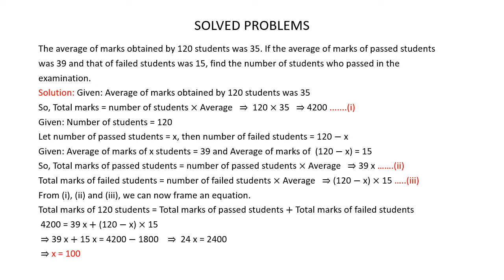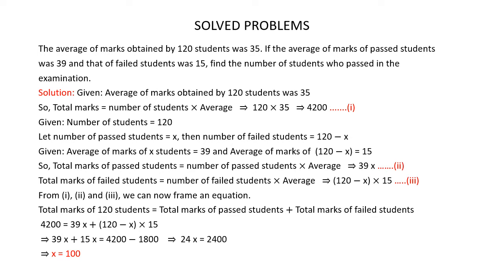Now it's given that the average of marks obtained by 120 students was 35. So total marks obtained by the 120 students is number of students multiplied by average, that is 120 multiplied by 35, which gives us 4200. So the total marks scored by 120 students is 4200. This is the first equation.